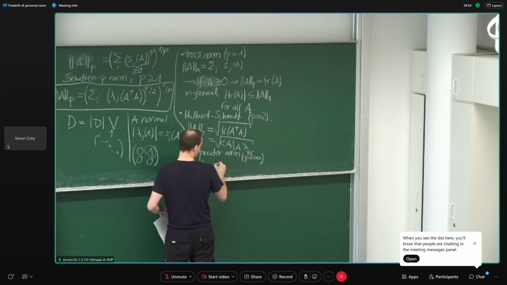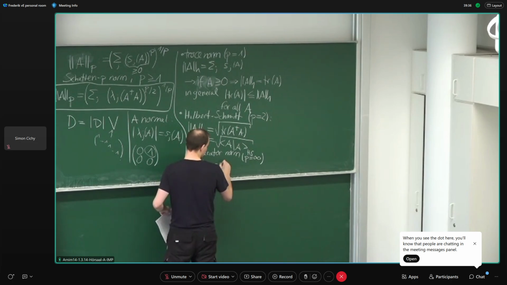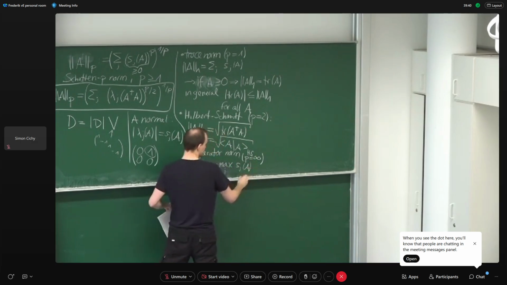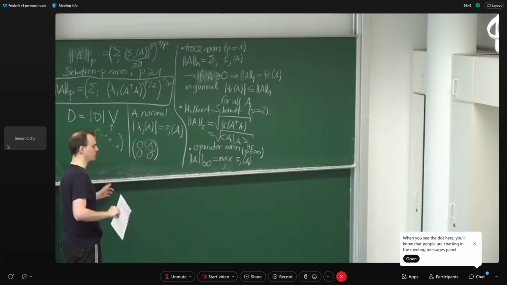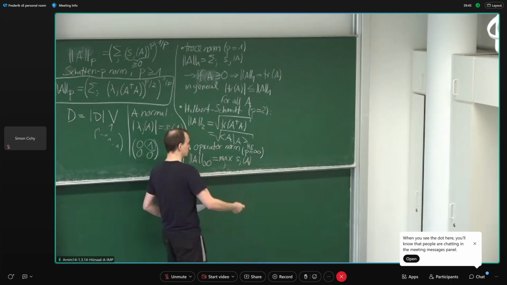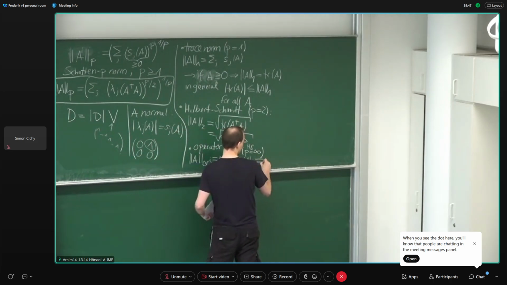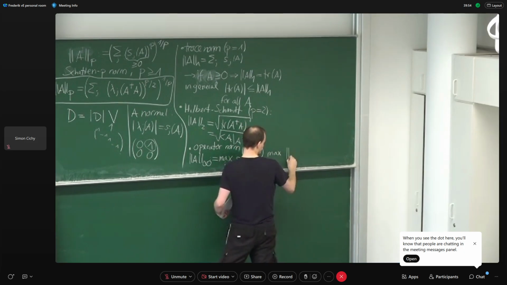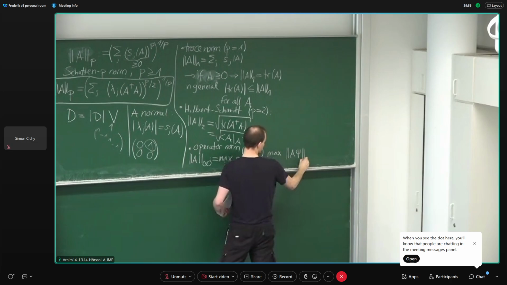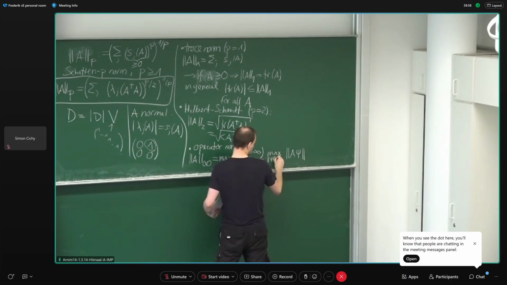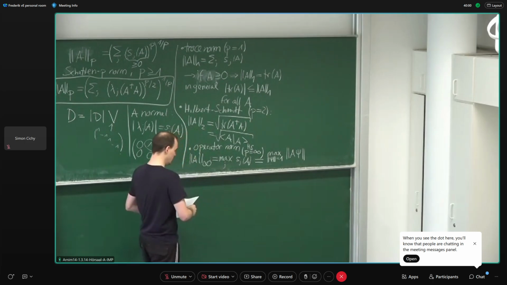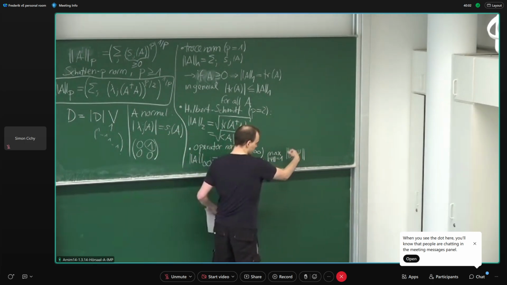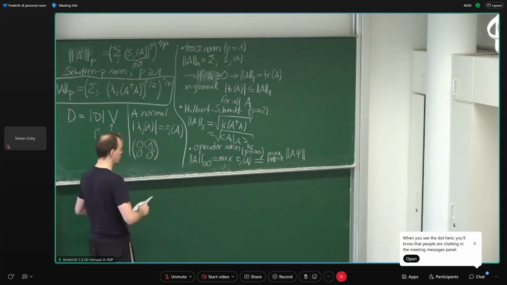is that the infinity norm is defined as the largest singular value of A. The reason it's usually called the operator norm is that you can also get it as the maximal value of the norm of A psi, where psi is a pure state. And this is then the usual Euclidean Hilbert space norm.